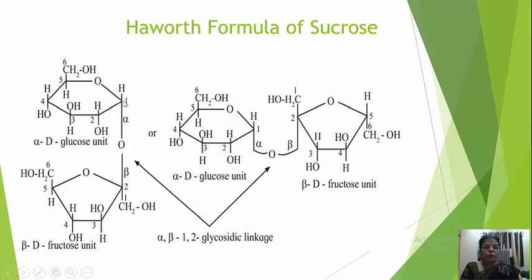1,2 stands for linkage between carbon number 1 of glucose and carbon number 2 of fructose. Therefore, it is alpha beta 1,2 glucosidic linkage. Now, same structure is shown here. Here the linkage between carbon number 1, or anomeric carbon of alpha D glucose, and anomeric carbon of beta D fructose, that is carbon number 2, there is formation of C-O-C linkage. This is called alpha beta 1,2 glycosidic linkage. In this way, sucrose molecule is formed, or this is the structure of sucrose molecule.